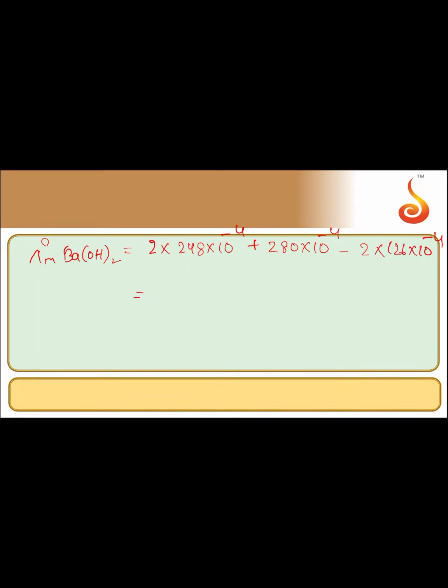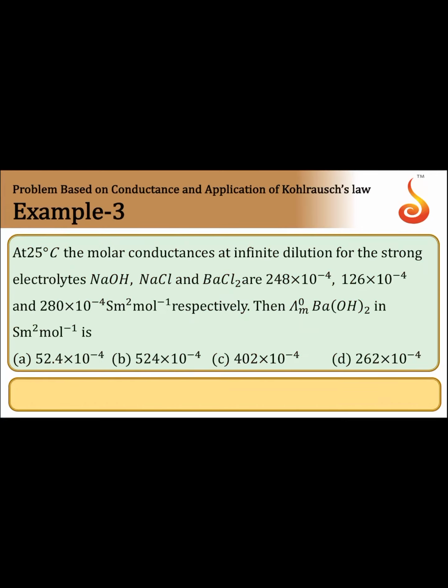So 2 into 248 is 496, plus 280, minus 2 into 126 which is 252, into 10 power minus 4. So we'll get the value 524 into 10 power minus 4 Siemens meter square mole inverse. So the answer is option B.